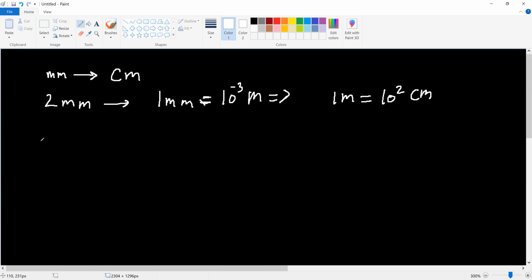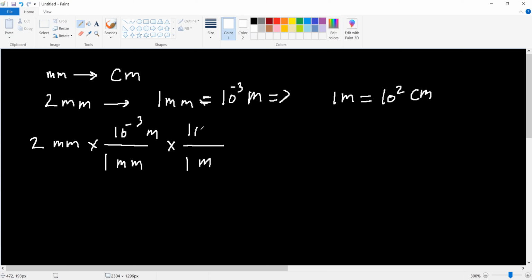Well, when we put this into a calculation, we can say, hey, we have 2 millimeters. If we want to translate this into the base units, we can say for every 1 millimeter, there's 10 to the negative 3 meters. And for every 1 meter, there's 10 to the 2 centimeters. So why did I set it up this way? Well, I know I want to get rid of millimeters and end up with centimeters. Therefore, I'm going to cancel out this millimeter with this millimeter, and then I'll also cancel out this meter with this meter, leaving me in centimeters.